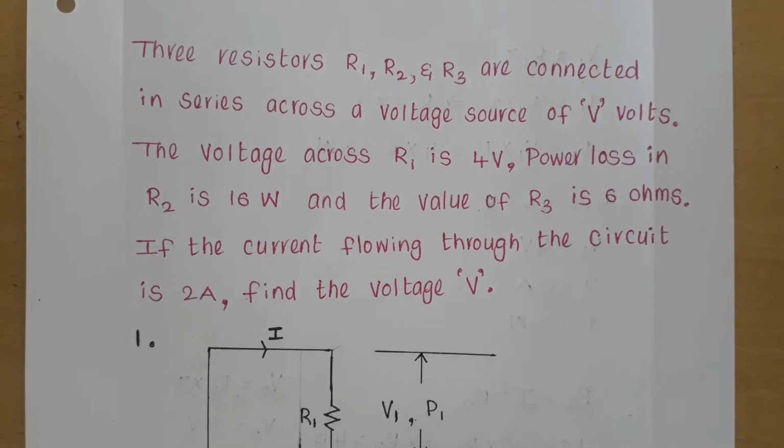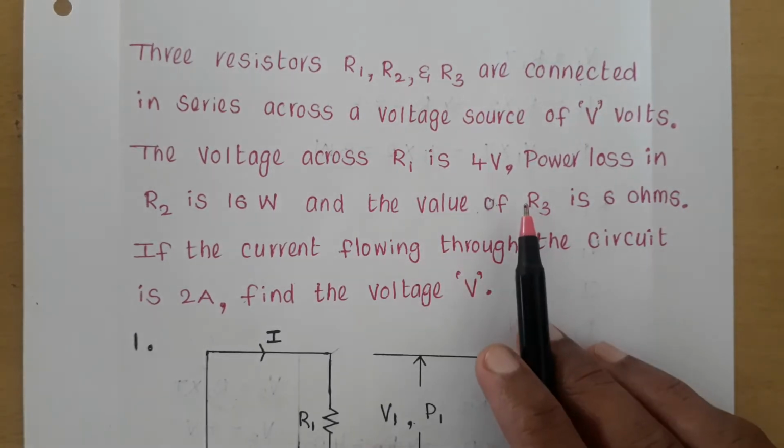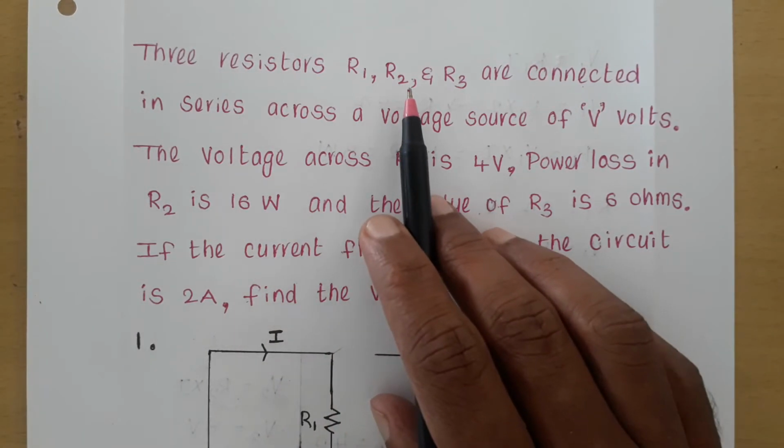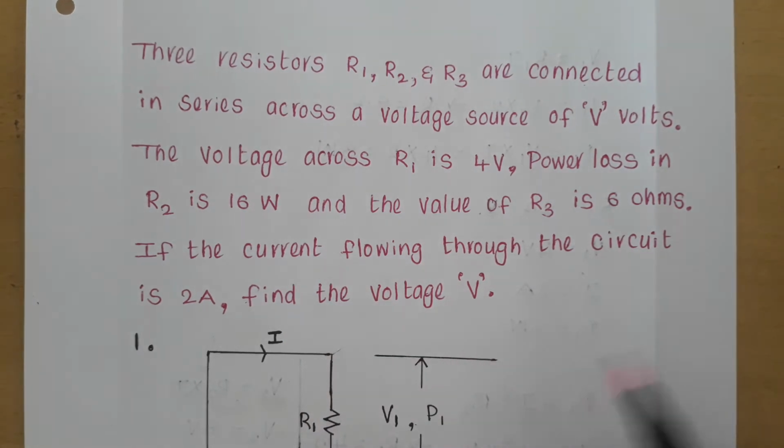So here there are three resistors R1, R2, R3 and they are connected in series. So it comes under equivalent circuits, elements connected in series. First, let us develop a diagram for the given information. Here three resistors R1, R2, R3 are connected in series.